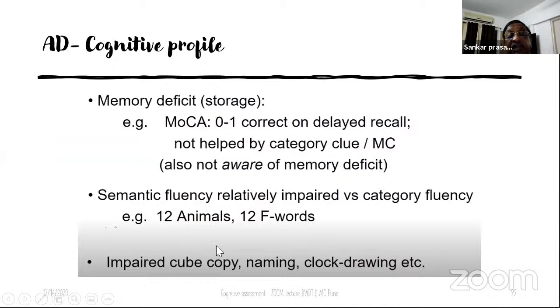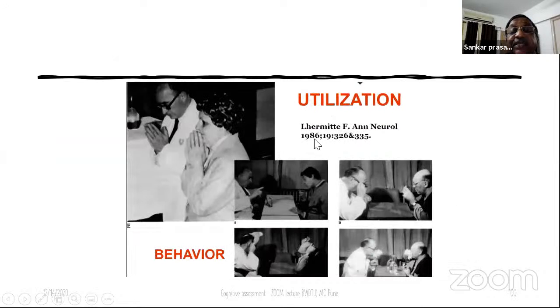Impaired cube copy, naming, clock drawing, etc. So this is the cognitive profile of Alzheimer's disease. So utilization behavior: you can see if this individual is doing that, this patient also will do the same thing, and if he is doing this, he will also do the same thing.